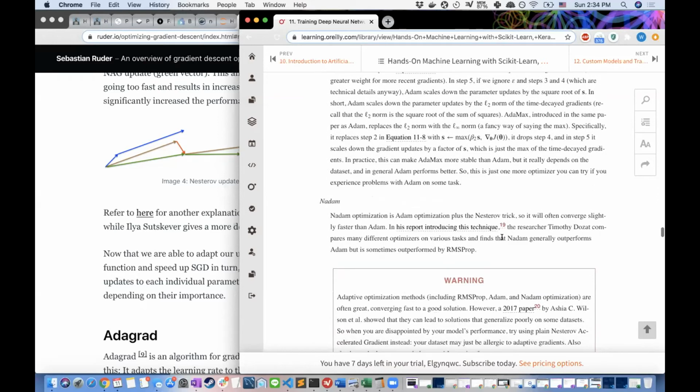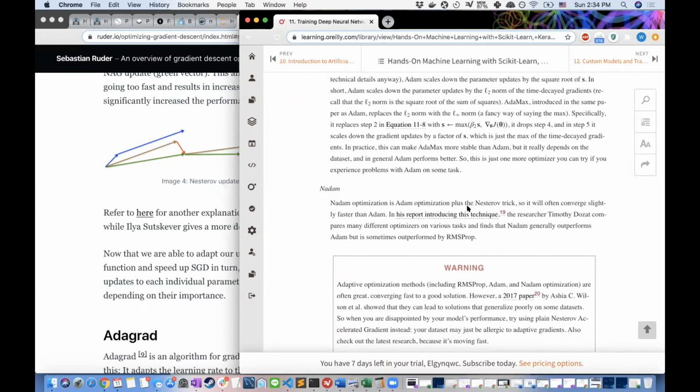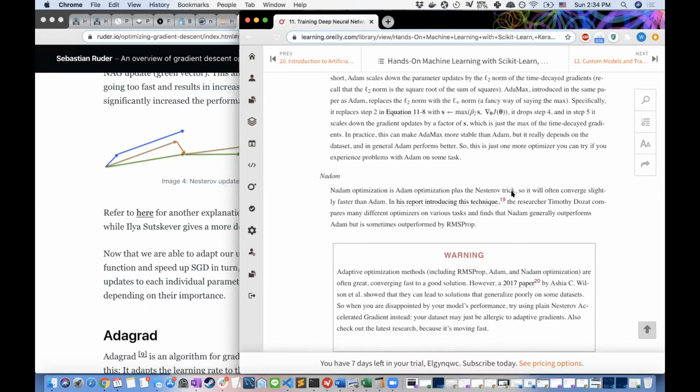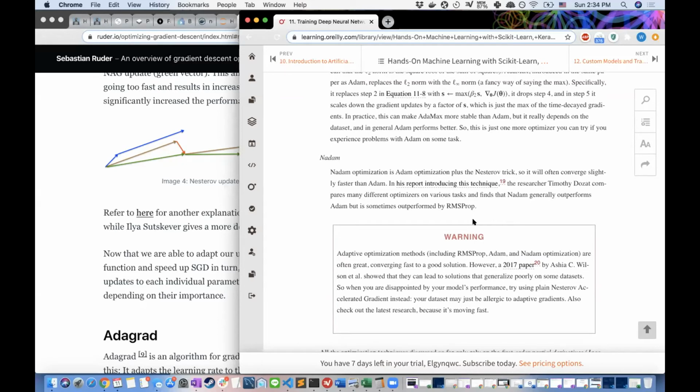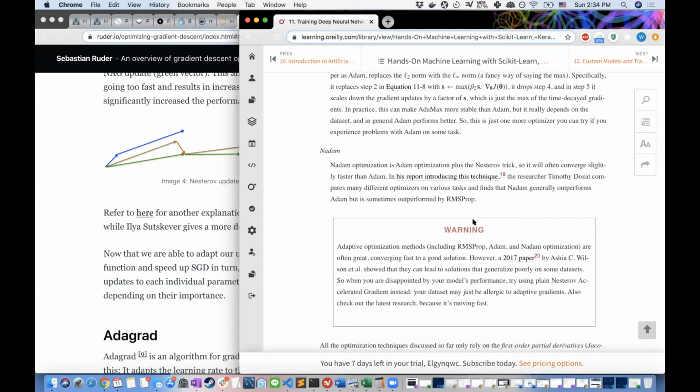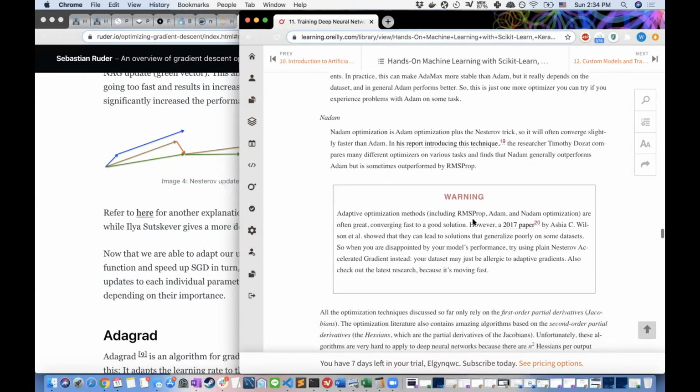And the other one is Nadam. Nadam optimization is Adam optimization plus the Nesterov trick, so it will often converge slightly faster than Adam. In his report introducing this technique, the researcher Timothy Dozat compares many different optimizers on various tasks and finds that Nadam generally outperforms Adam, but is sometimes outperformed by RMSProp.